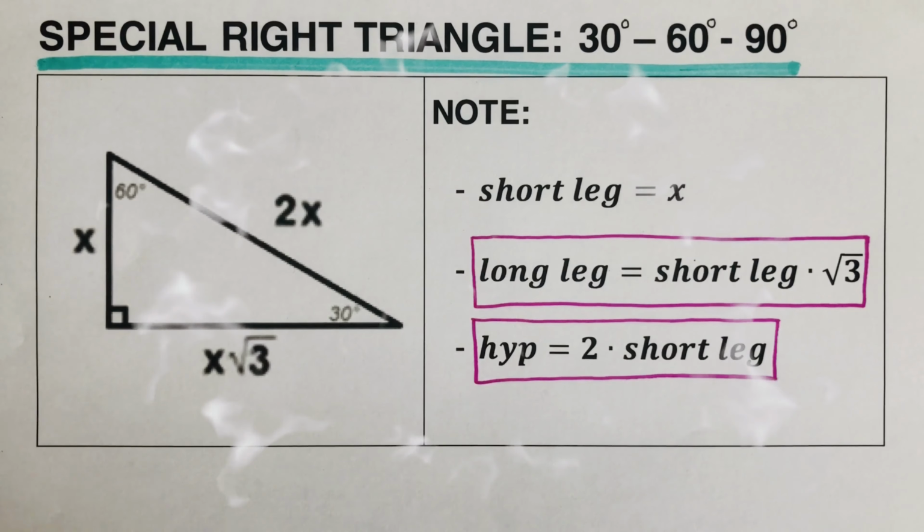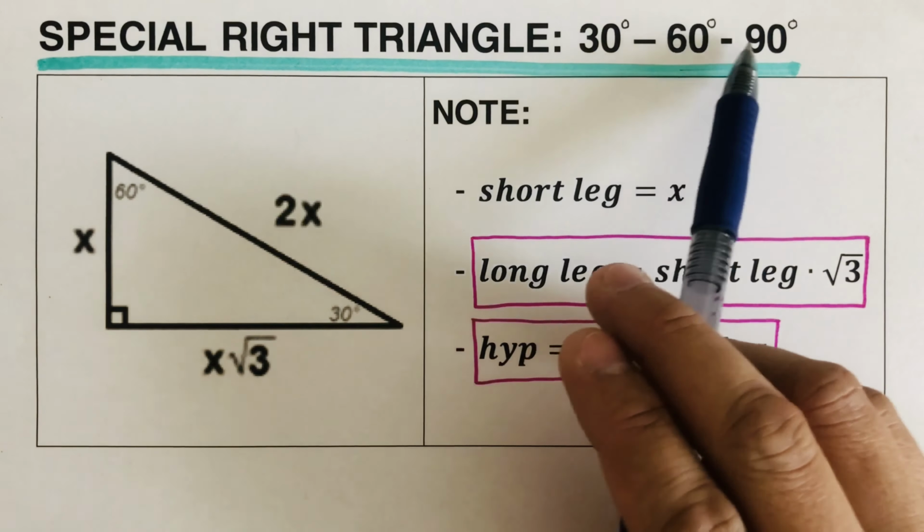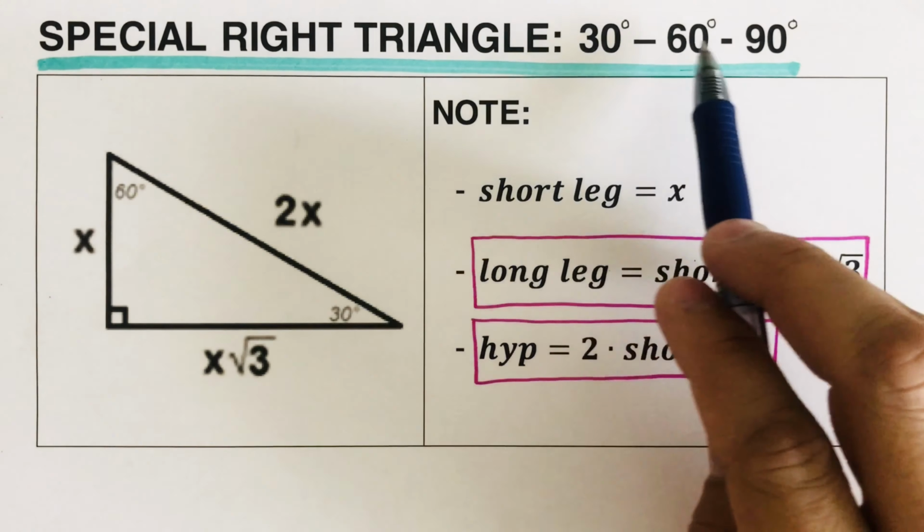Everyone, today we're gonna have the special right triangle 30, 60, and 90 degrees. There is another video that is focusing on 45, 45, 90. I will put the link of that video in the description box below. So today we're gonna have the 30, 60, 90.